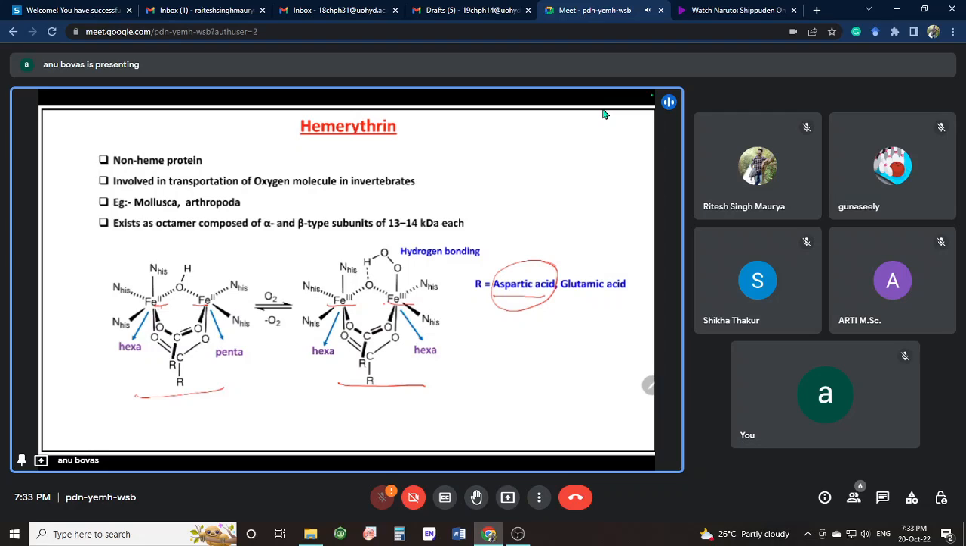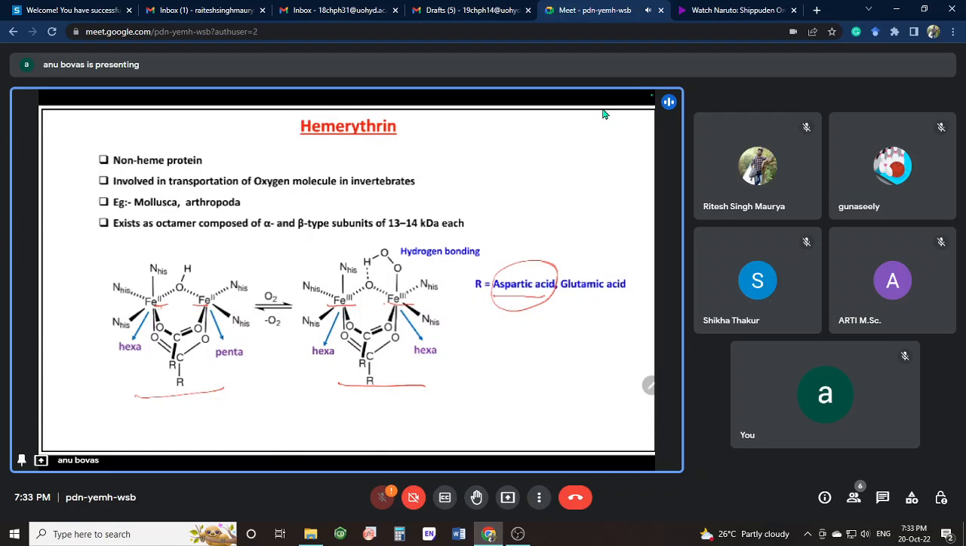CH2COOH, CH2CH2COOH, one COOH group is there. The structure before we learn, no, the amino acid structure that comes into picture. Even if you don't know the structure, you should know. It is better you know the structure, but at least you should know that this is connected through aspartic acid, glutamic acid, and one OH group.